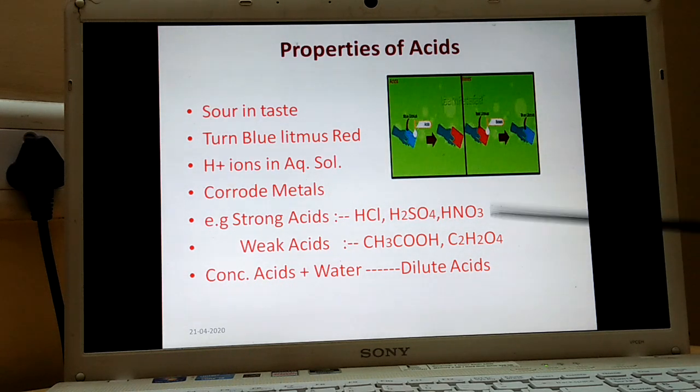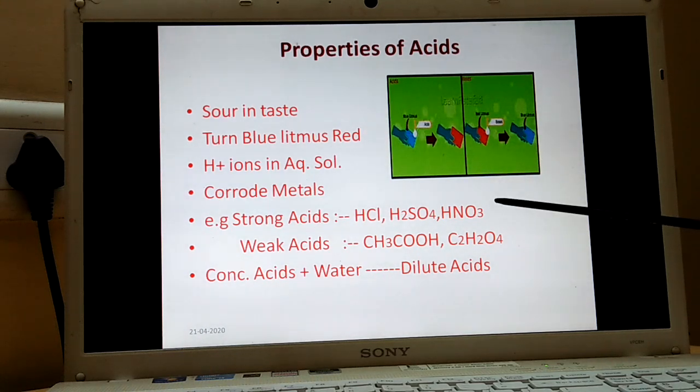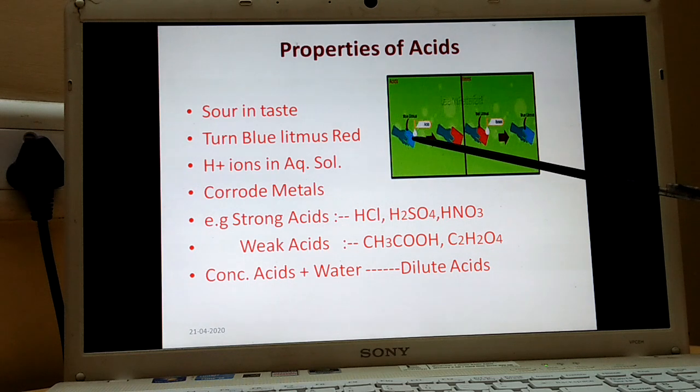So from these properties we can easily identify that acids always turn blue litmus red, which you have studied in the lower classes, but this is a new property, that they produce H plus ions in aqueous solution, which we will study later on in this chapter. Here in this figure what is given is blue litmus. This is a blue litmus paper. If a drop of acid is added over it, it will turn red.